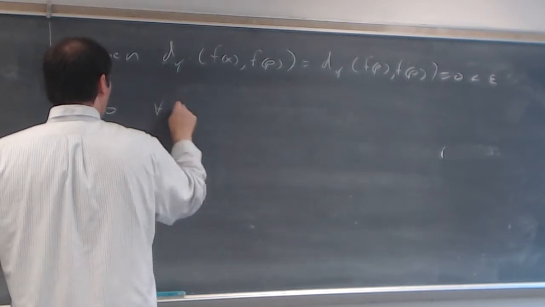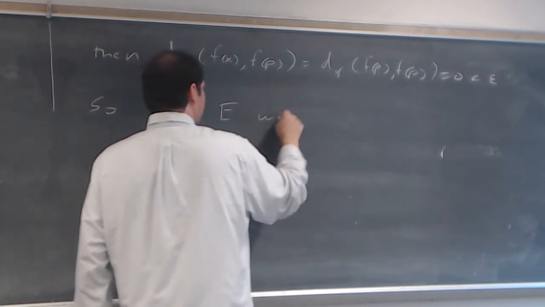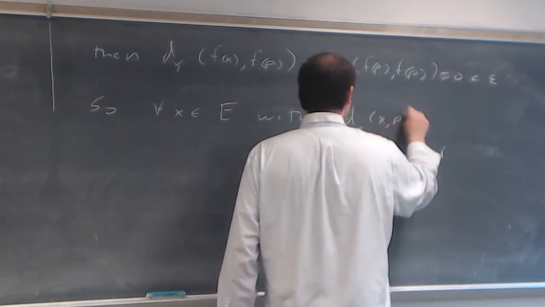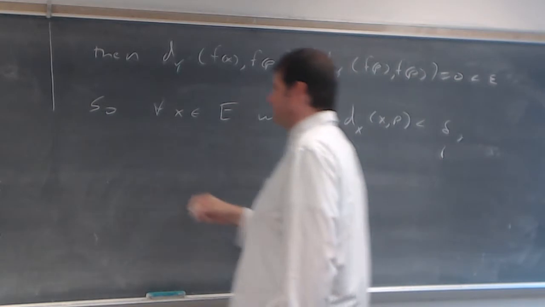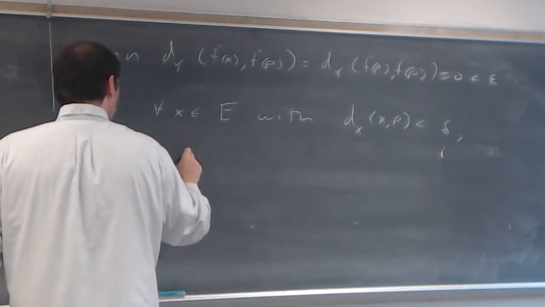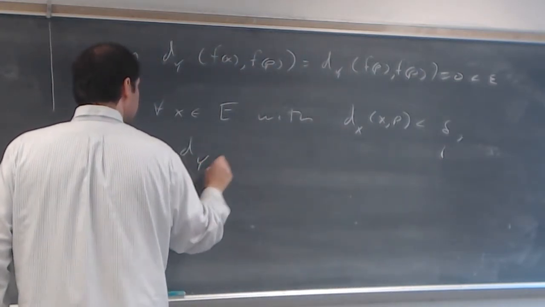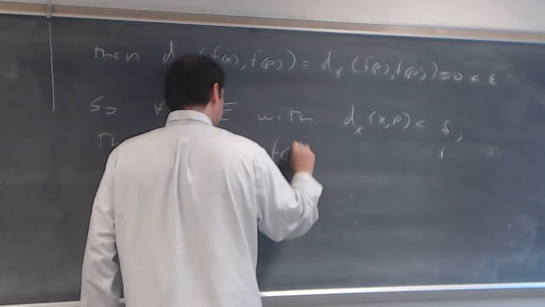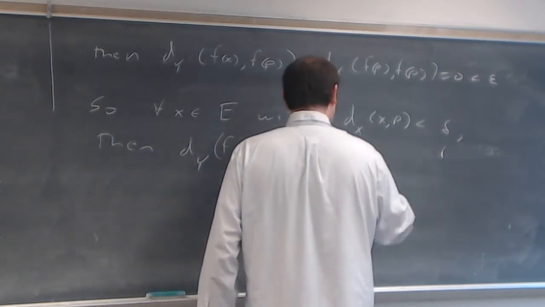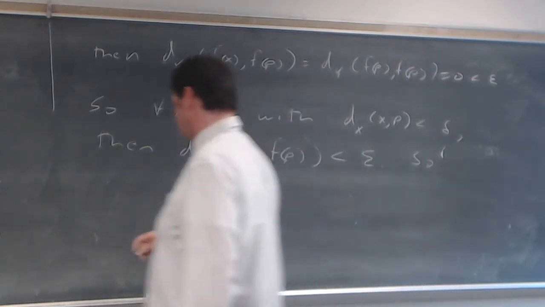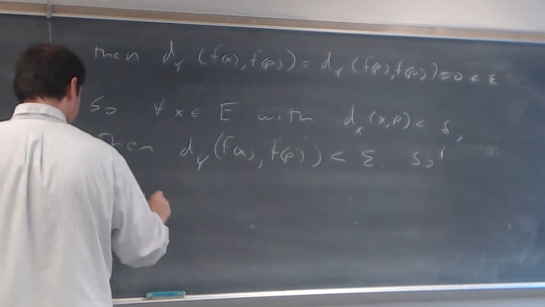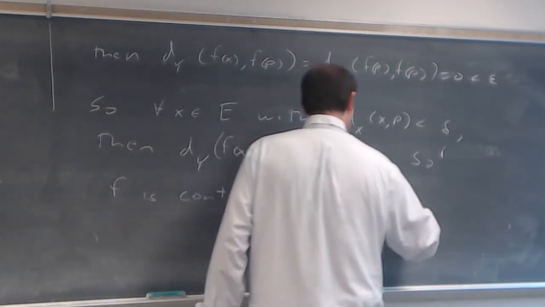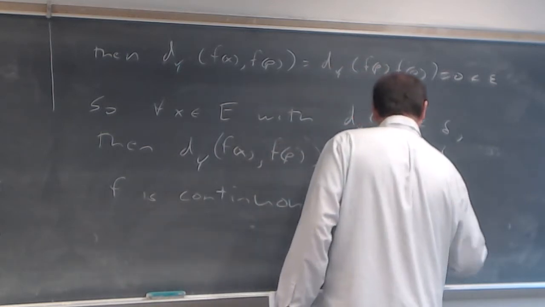But even if x is equal to P, we get what we want. So that means for all x in E with the distance between x and P less than delta, the distance between f of x and f of P will be less than epsilon. So that says that f is continuous at P, and that concludes this theorem.